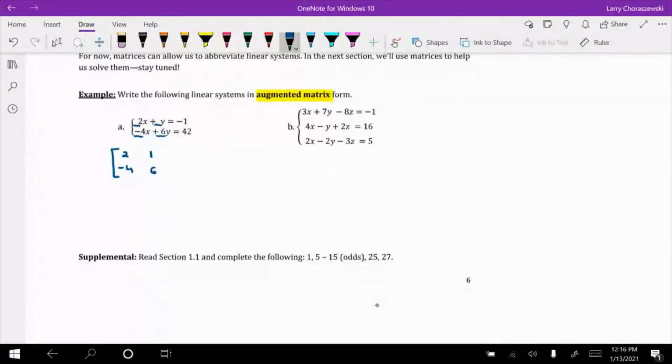Now we are going to include the -1 and the 42, but to distinguish -1 and 42 as constants versus coefficients, what we do is we put this large vertical bar. It's kind of like a little borderline there, or a little wall, if you will. It really kind of represents the equal sign. That large vertical bar is going to separate the coefficients from the constants. And the constants are -1 and 42.